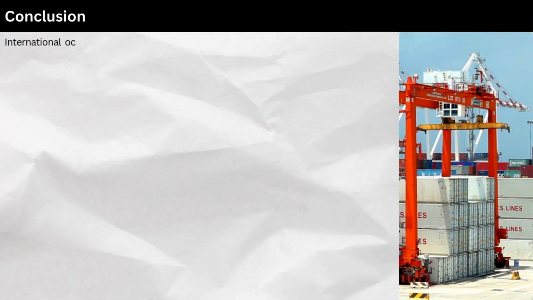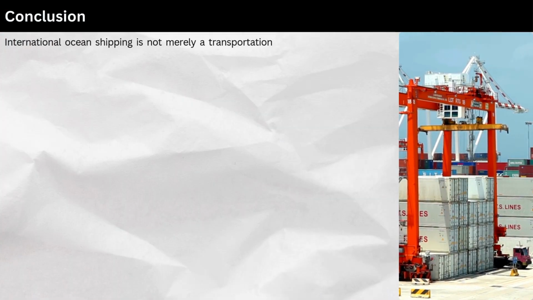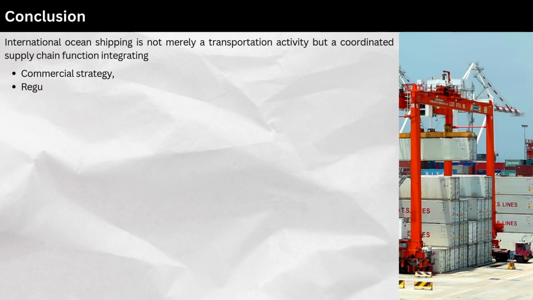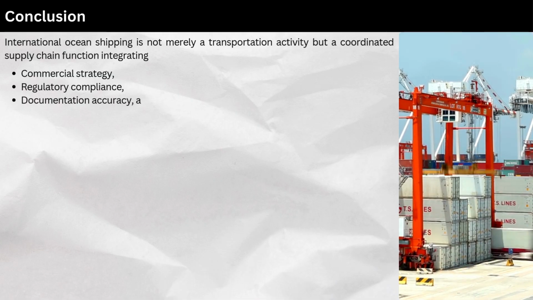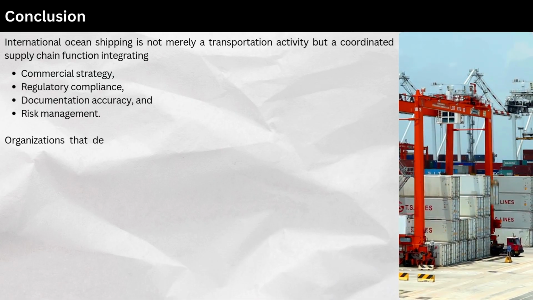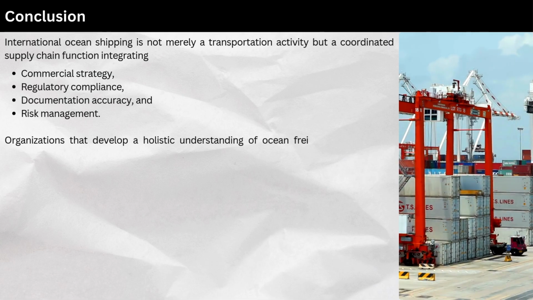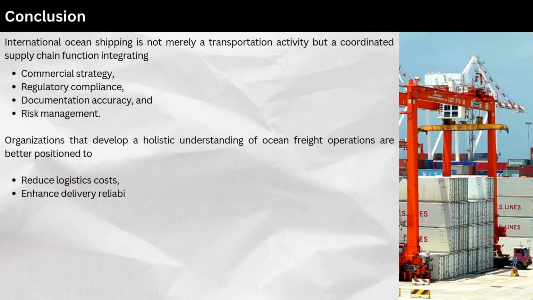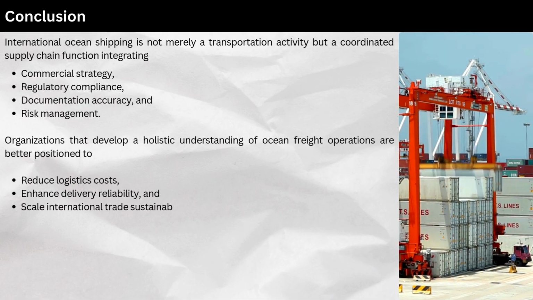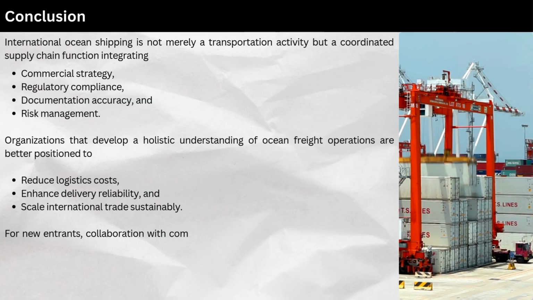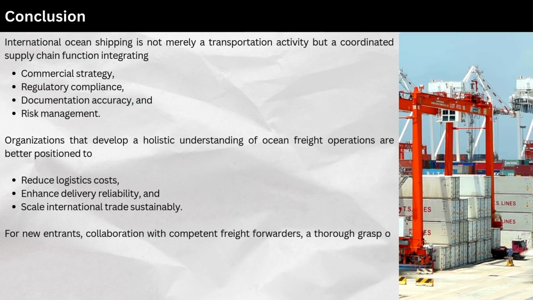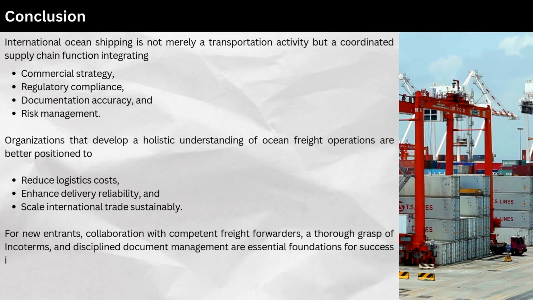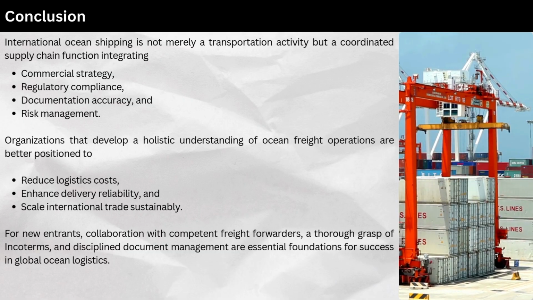Conclusion. International ocean shipping is not merely a transportation activity but a coordinated supply chain function integrating commercial strategy, regulatory compliance, documentation accuracy, and risk management. Organizations that develop a holistic understanding of ocean freight operations are better positioned to reduce logistics costs, enhance delivery reliability, and scale international trade sustainably. For new entrants, collaboration with competent freight forwarders, a thorough grasp of Incoterms, and disciplined document management are essential foundations for success in global ocean logistics.